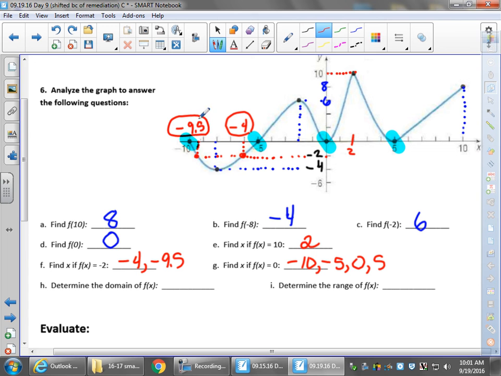Domain and range, we're looking big picture. When I come in from the left, I'm at negative 10. Solid dot gets a bracket. When I come in from the right, I'm at 10. Bracket again, because it's a solid dot. Coming in from the bottom, negative 4. Coming in from the top, 10.